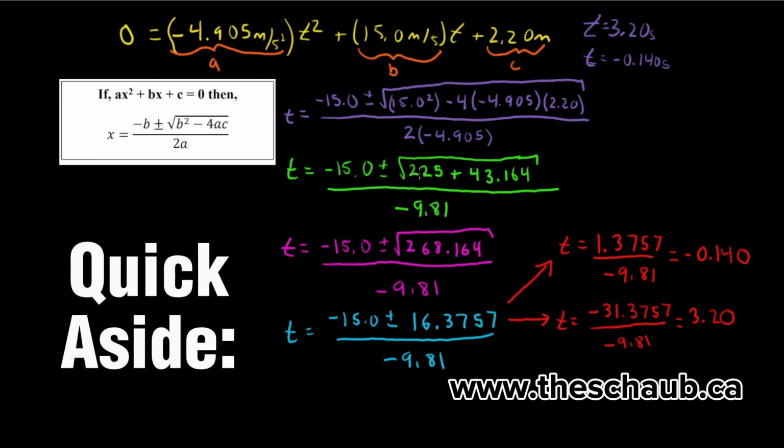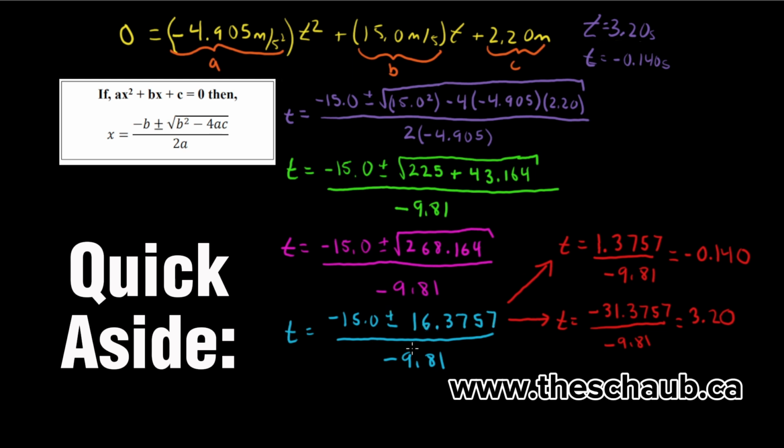So 15 squared gives me 225, and then negative 4 times negative 4.905 times 2.2 gives me 43.164. I also quickly do this multiplication on the bottom here. 2 times negative 4.905 gives me negative 9.81. I then sum my numbers in the square root. So 225 plus 43.164 gives me 268.164. I then actually take the square root, so we're just dealing with numbers. So the square root of 268.164 gives me 16.3757.